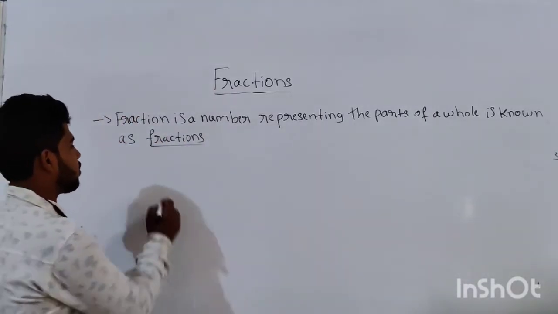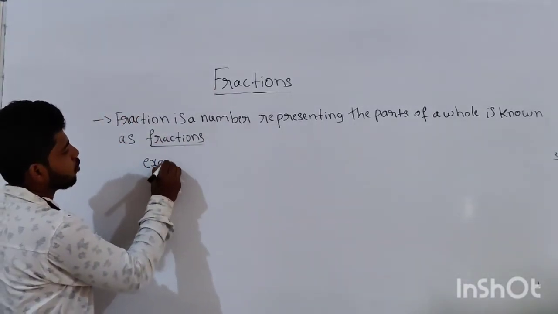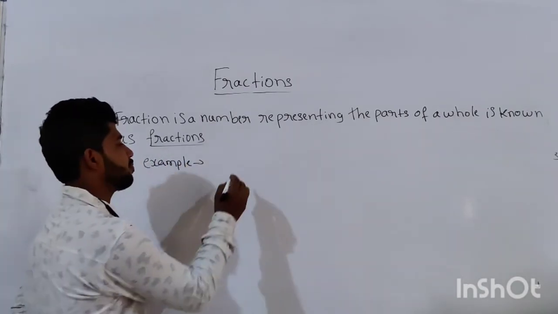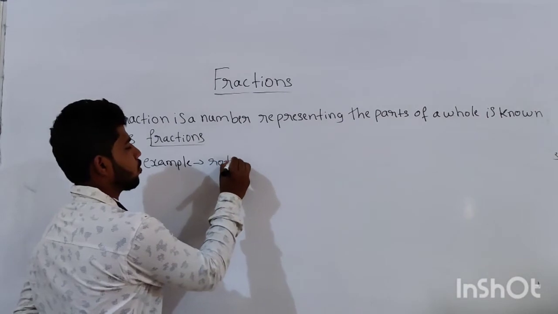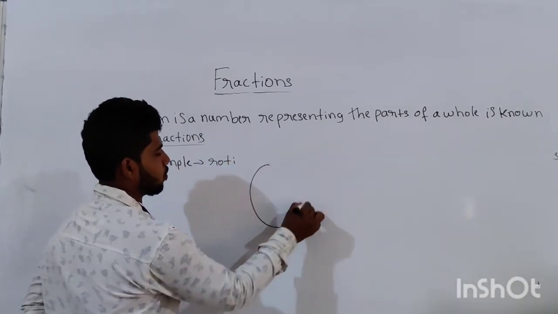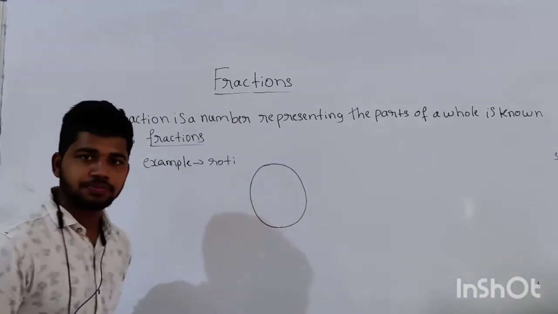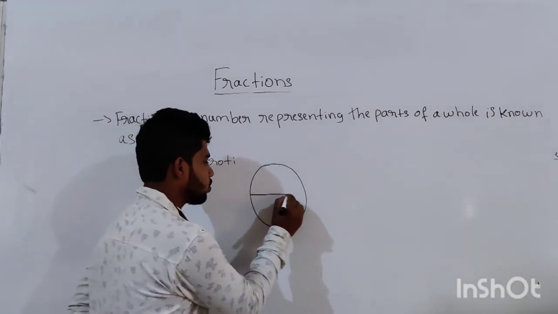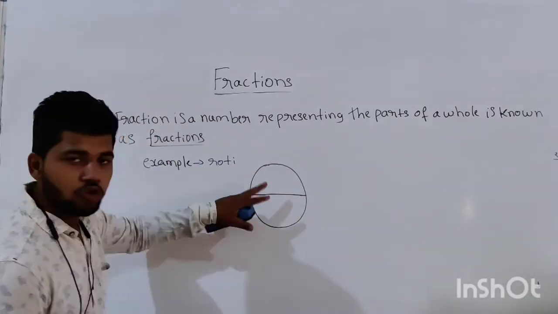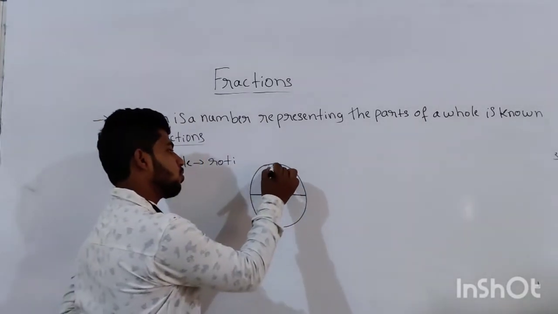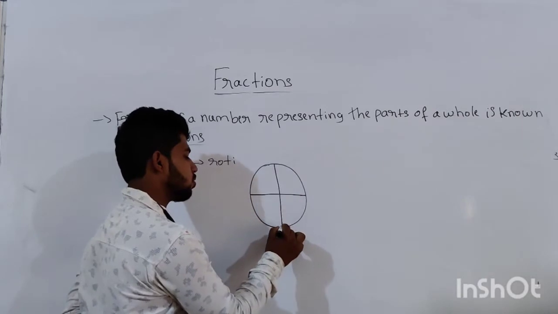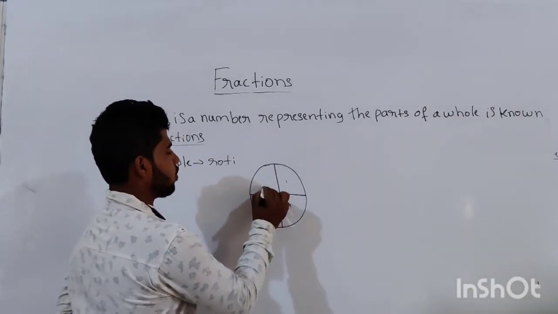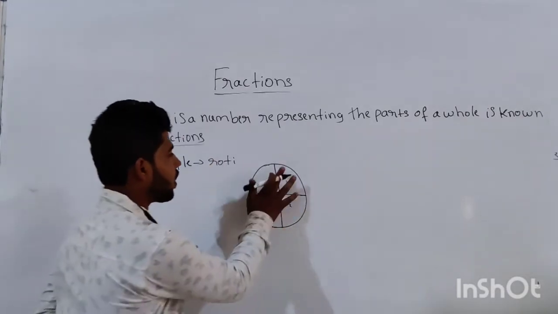And take a small example. Take a small roti. Divide the roti into two parts. It became two parts. Again divide into two parts. Now it has become four parts: 1, 2, 3, 4. And remove one part.